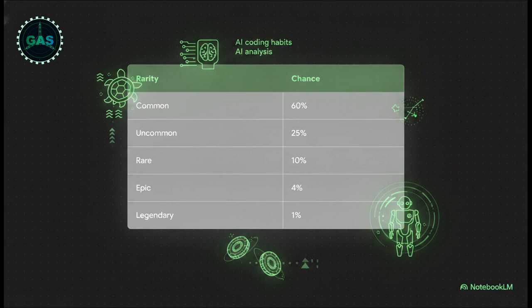The AI analyzes your behavior, assigns you stats like chaos or patience, and then it rolls for rarities here. You have a 60% chance of getting a common pet like a turtle, but only a 1% chance of pulling a legendary robot. And you can't just re-roll it. You are permanently locked in with whatever rarity you pull, which actually makes it an incredibly fun little badge of honor inside your workspace.